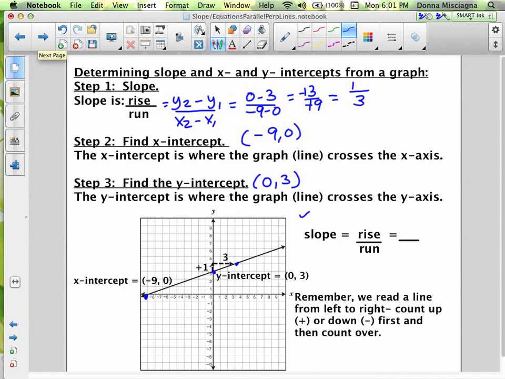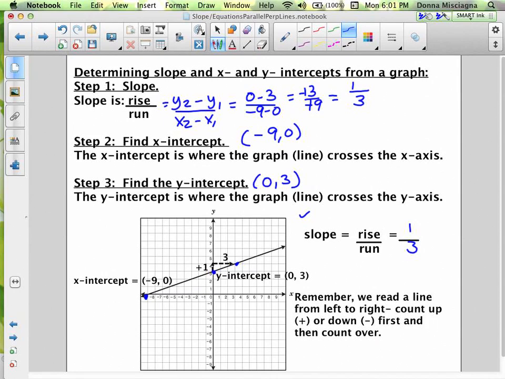Either way, I can see that my line is going up 1, so up 1 vertically, for every 3 it goes to the right horizontally. Right? So if my line is going up left to right, it's going to be a positive slope. So our rise here is 1, our run is 3, and that's the slope of our line. So with a graph like this, you could either calculate it using the slope formula, or you can just count the rise and the run.